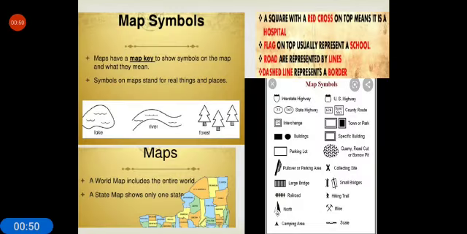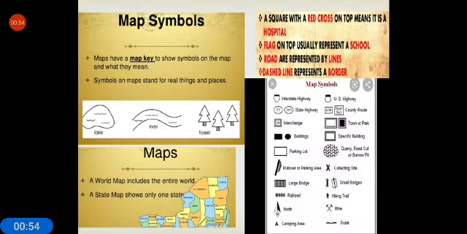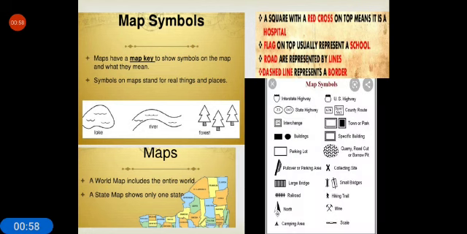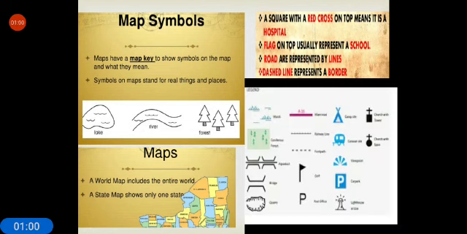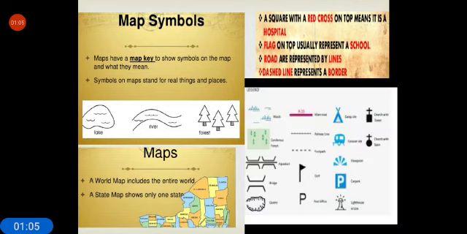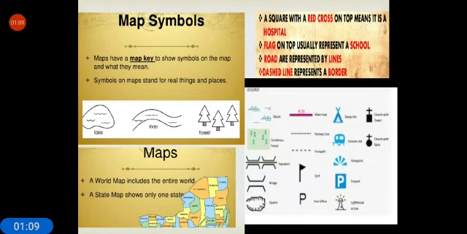Map symbols. A map is a useless tool without symbols. Symbols convey the information provided by the map. Symbols can be used to depict features like cities, roads, railways. Symbols on maps stand for real things and places. Cartographers use different symbols on maps to represent real features from the world.